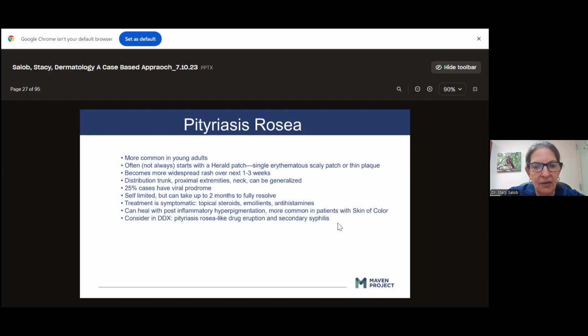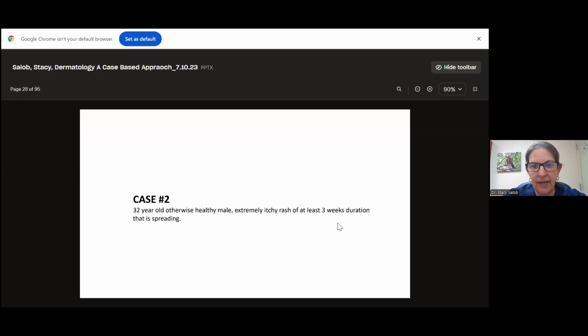It can take a couple of months to resolve, but it does. Treatment doesn't seem to make a difference, so it's really just for some symptomatic relief. Anytime patients with skin of color have a rash, they're vulnerable to healing with post-inflammatory pigmentation, so I do warn them to be real careful in the sun. And then just think about that, especially secondary syphilis, as well as a PR-like drug reaction. All right, let's keep going.